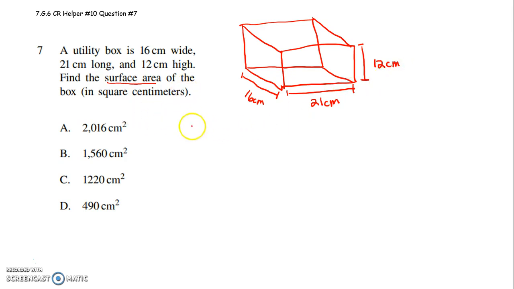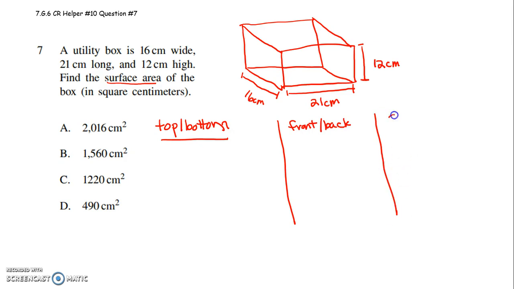And to find the surface area, you have to find the area of every outer surface. So every box has a top and bottom face, and the top and bottom of the box have to match. Every box has a front and back, and those have to match. And then it has two side faces that have to match. All right, so I'm going to find the area of the top and bottom. We know area for a rectangle is length times width.